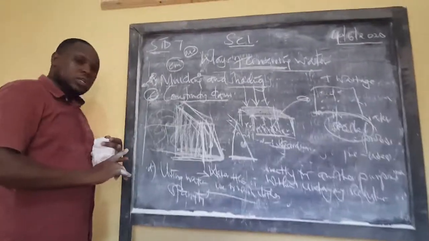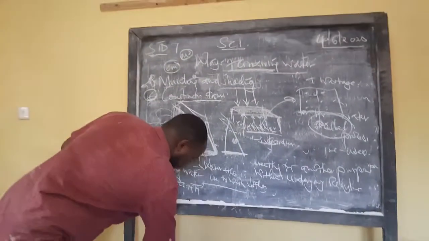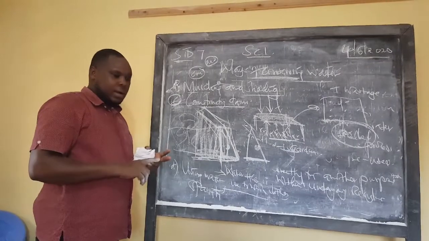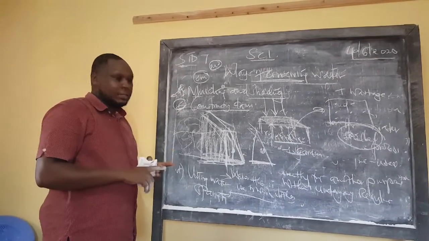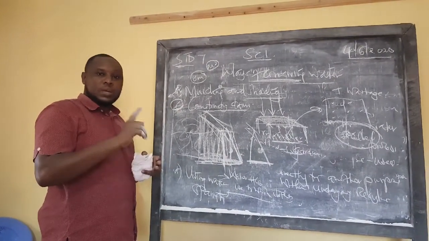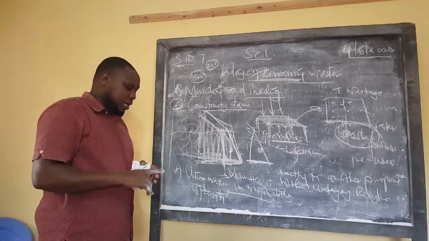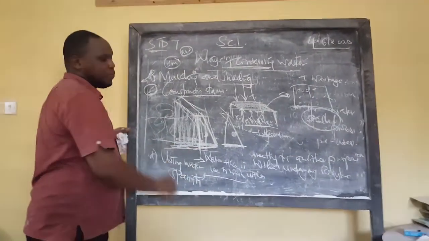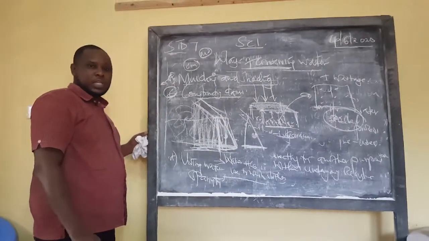Remember, we have talked about a number of them. We've said harvesting water, recycling water, mulching and shading, reusing water, and constructing dams. All these are ways of ensuring that we have water for the future.